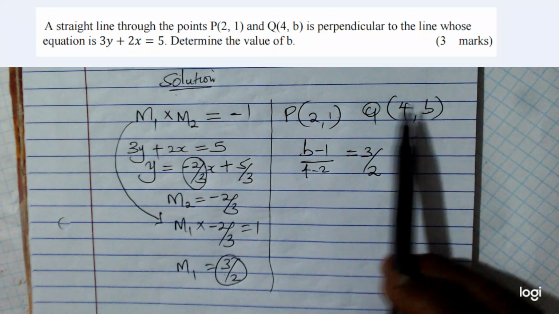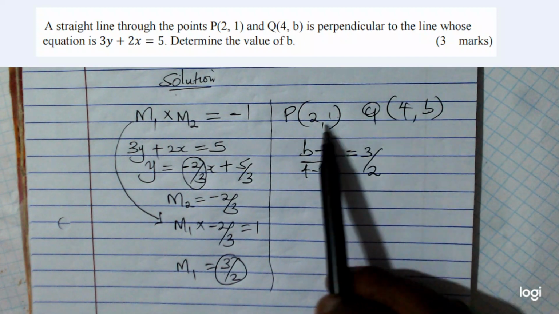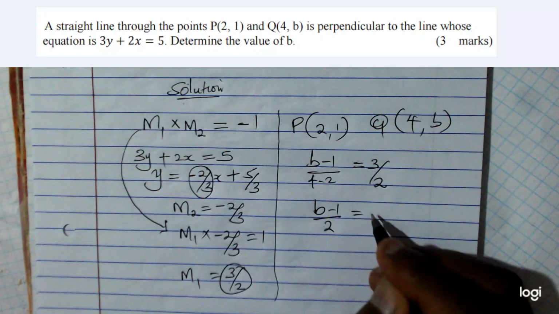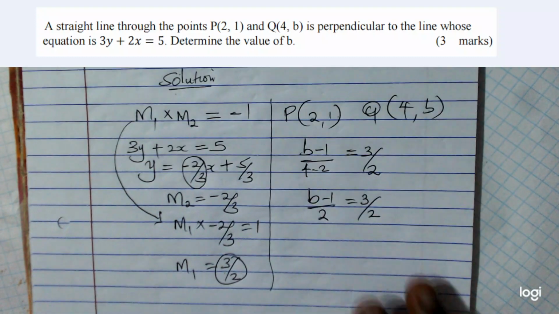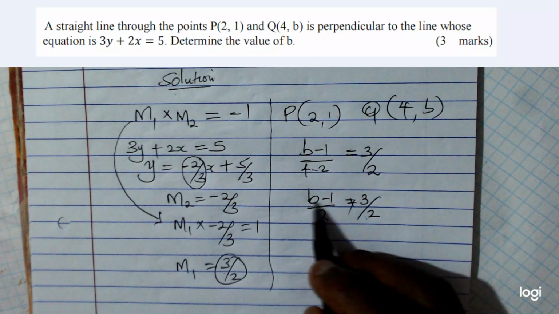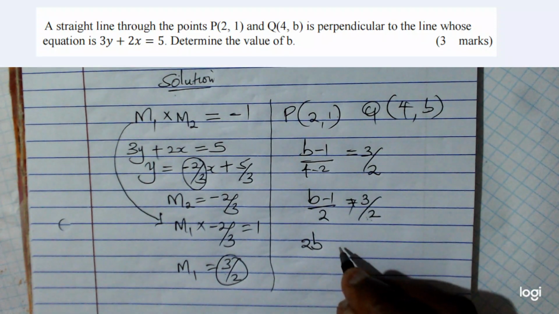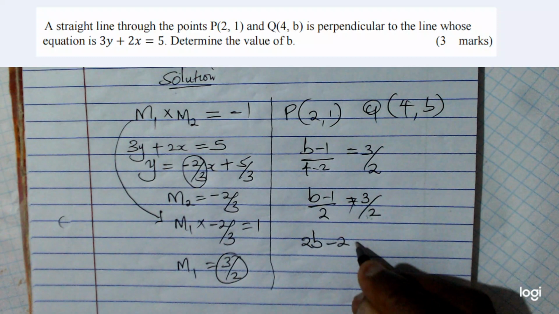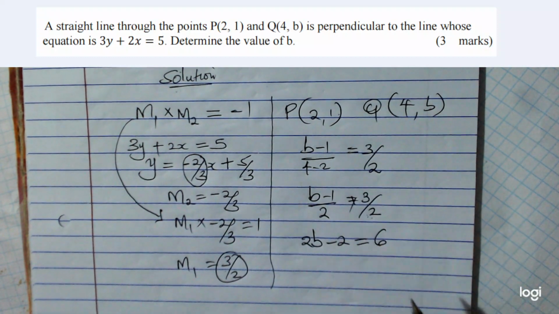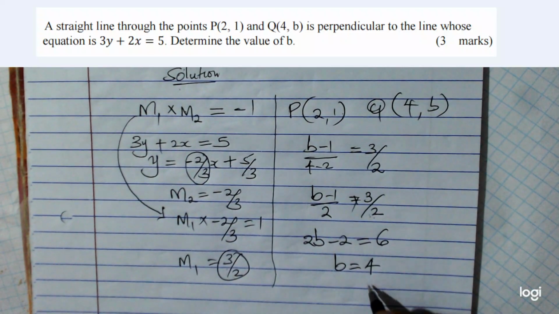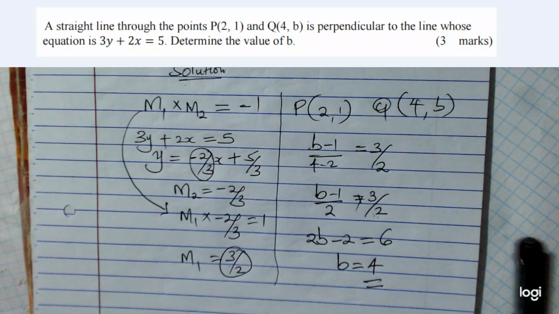Change in y divided by change in x. So this will give (b - 1)/2 = 3/2. Cross multiply, you get (b - 1) times 2. You'll get 2b - 2 = 3 times 2, which is 6. And when you make b the subject, you'll get b to be 4. So that is how you're supposed to solve that question.